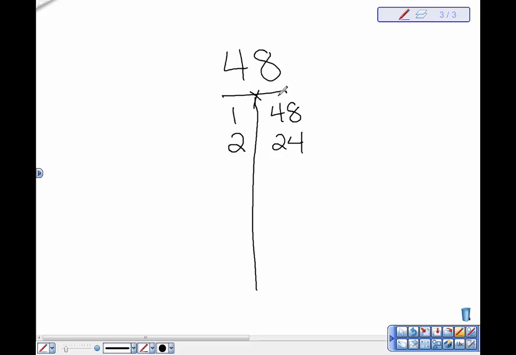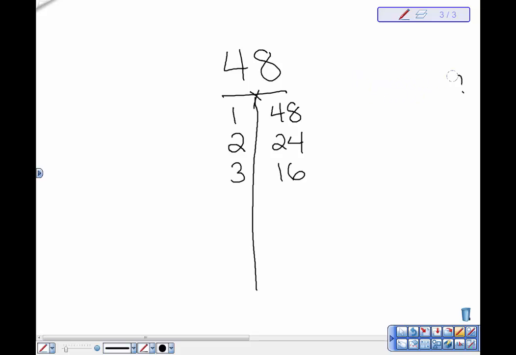Now let's try 3. Well, I learned in the divisibility rules that if I add those digits together and they equal a multiple of 3, they can be divided by 3. So 4 plus 8 equals 12. Since 12 is a multiple of 3, I know that 48 must be able to be divided by 3. And it can. It goes in 16 times. So 3 times 16. All right, let's keep going.